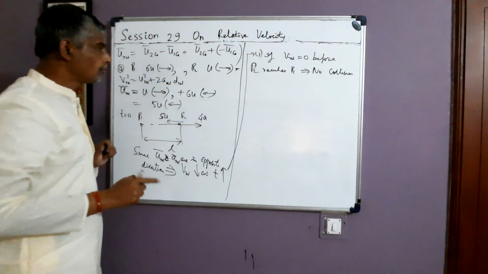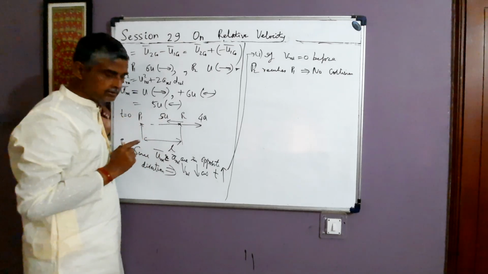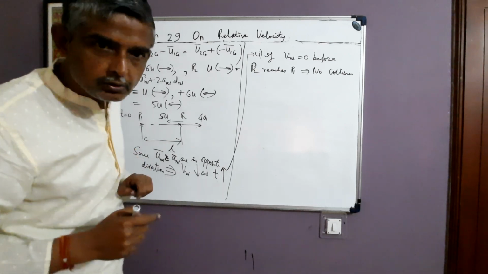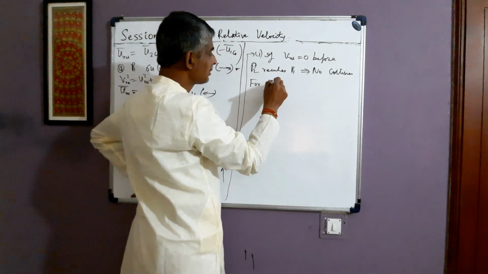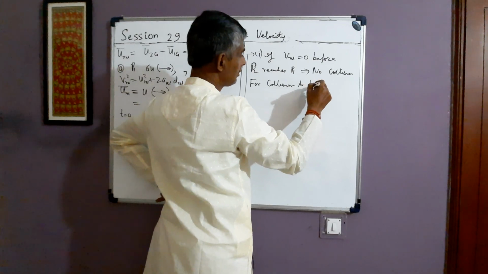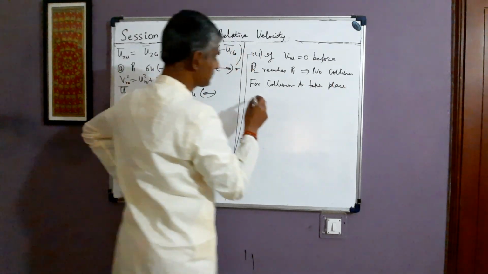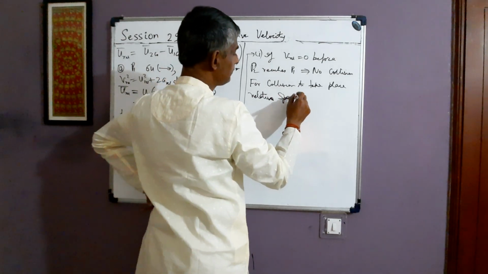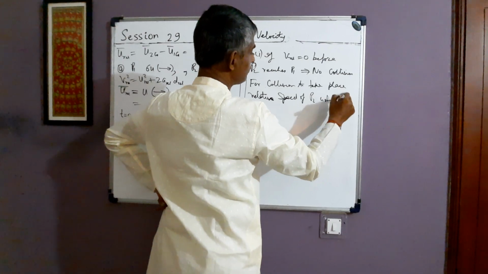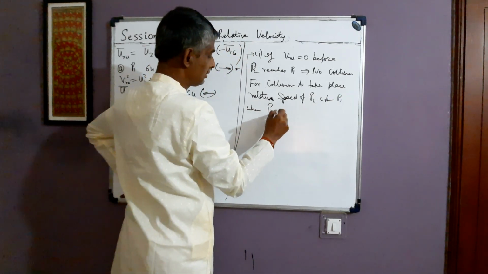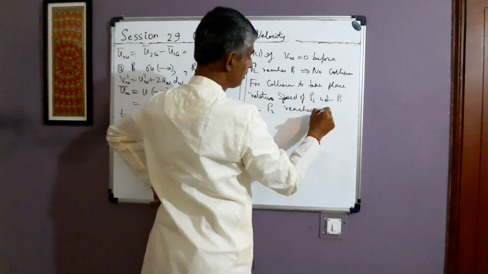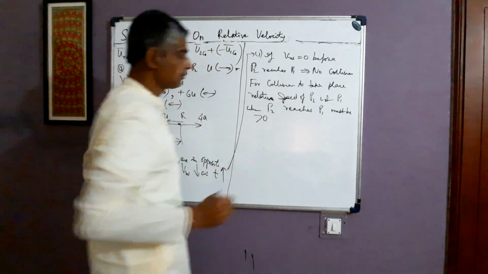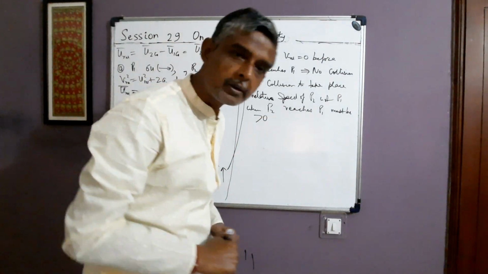So this means that if collision is to take place, then the relative speed of P2 when it reaches P1 should still be more than 0. So for collision to take place, the relative speed of P2 with respect to P1 when P2 reaches P1 must be greater than 0. Then only collision can take place.